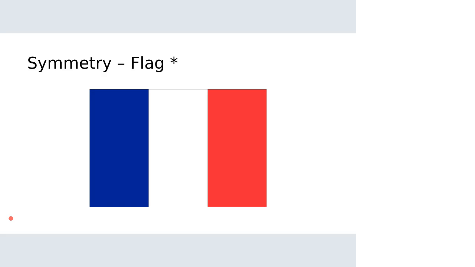So, we're looking at this the same way we looked at those shapes. Where do we have vertical line symmetry? Do we have horizontal? Do we have rotation? Which of those do we have?